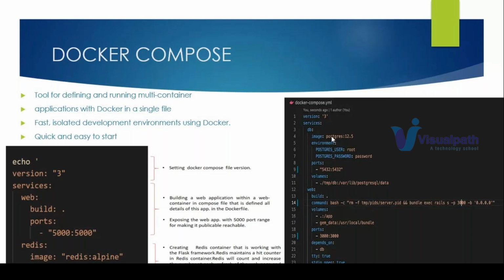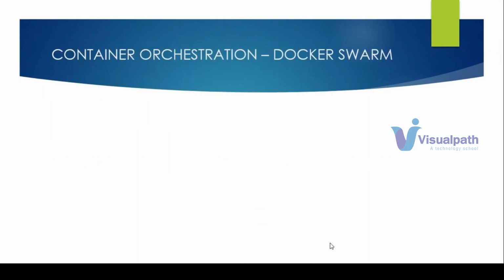We are building up our PostgreSQL, and on top, we have our application also, and there is one particular tag, depends on, db. It means that the application will start only once db is up and ready. That kind of a dependency we can establish with the help of Docker Compose.